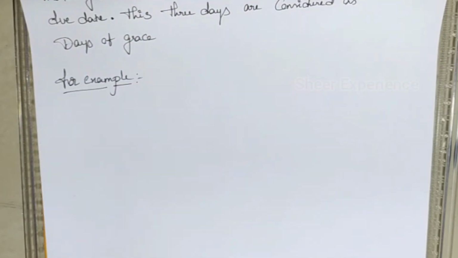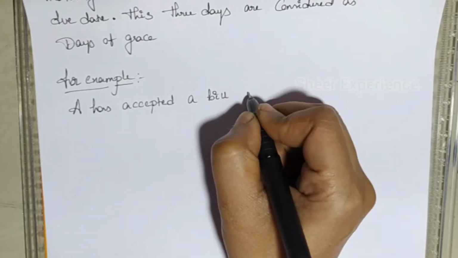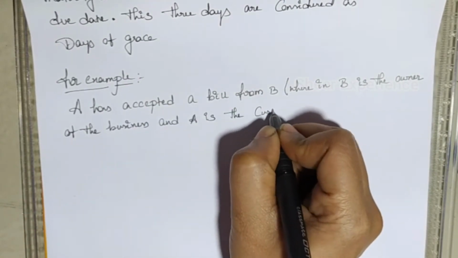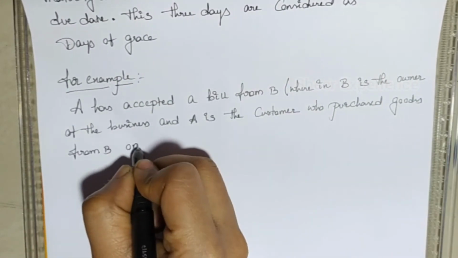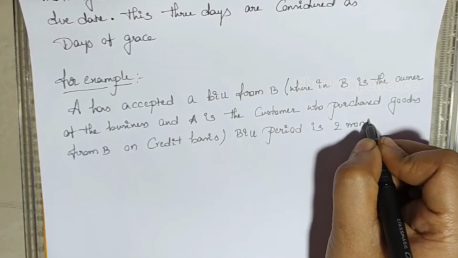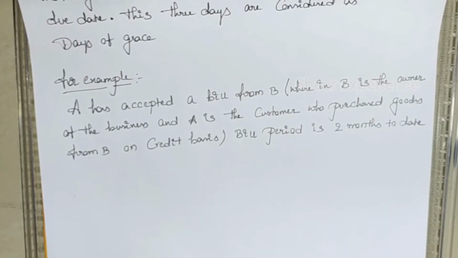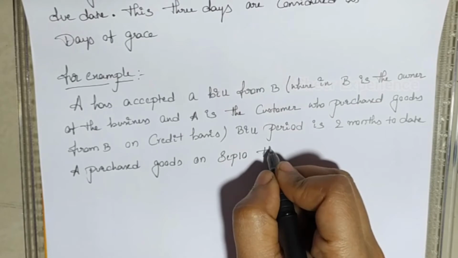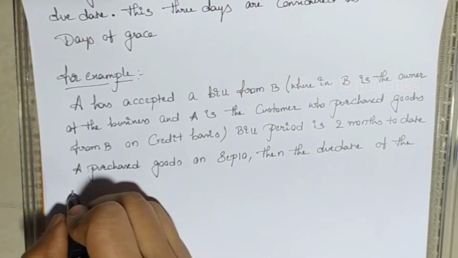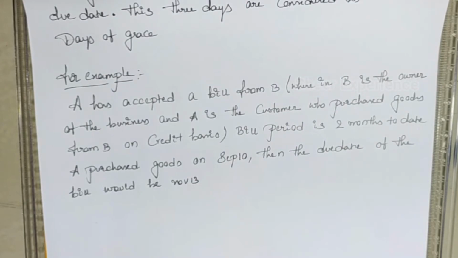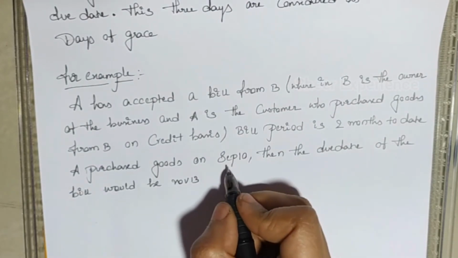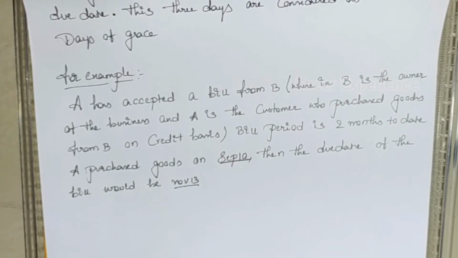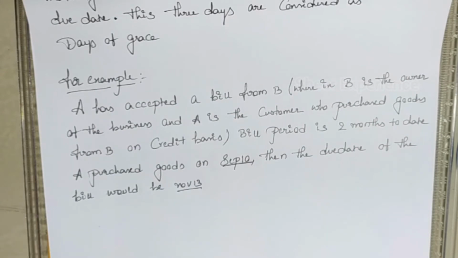Let's understand this with an example. A has accepted a bill from B, wherein B is the owner of the business and A is the customer who purchased goods from B on credit basis. And the bill period is 2 months to date. A purchased goods on September 10th. Then the due date of the bill would be November 13th. That is September 10th to October 10th, October 10th to November 10th. And also we need to add 3 days extra as grace period. So the due date is November 13th.